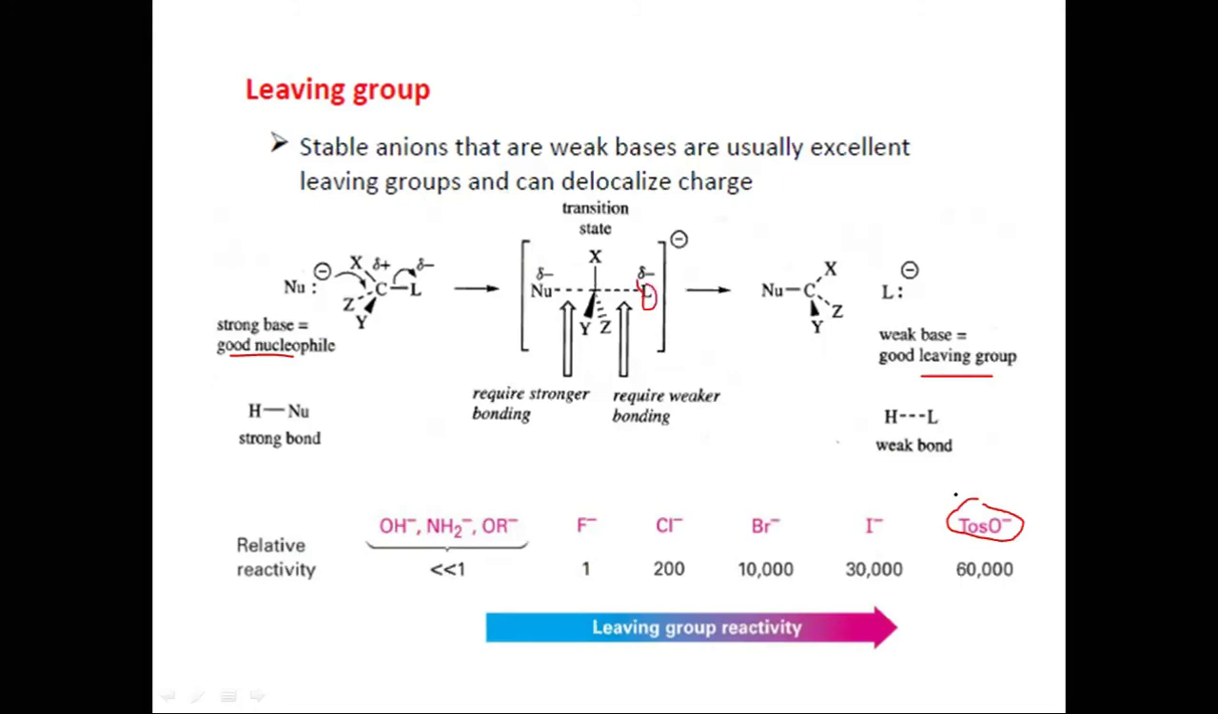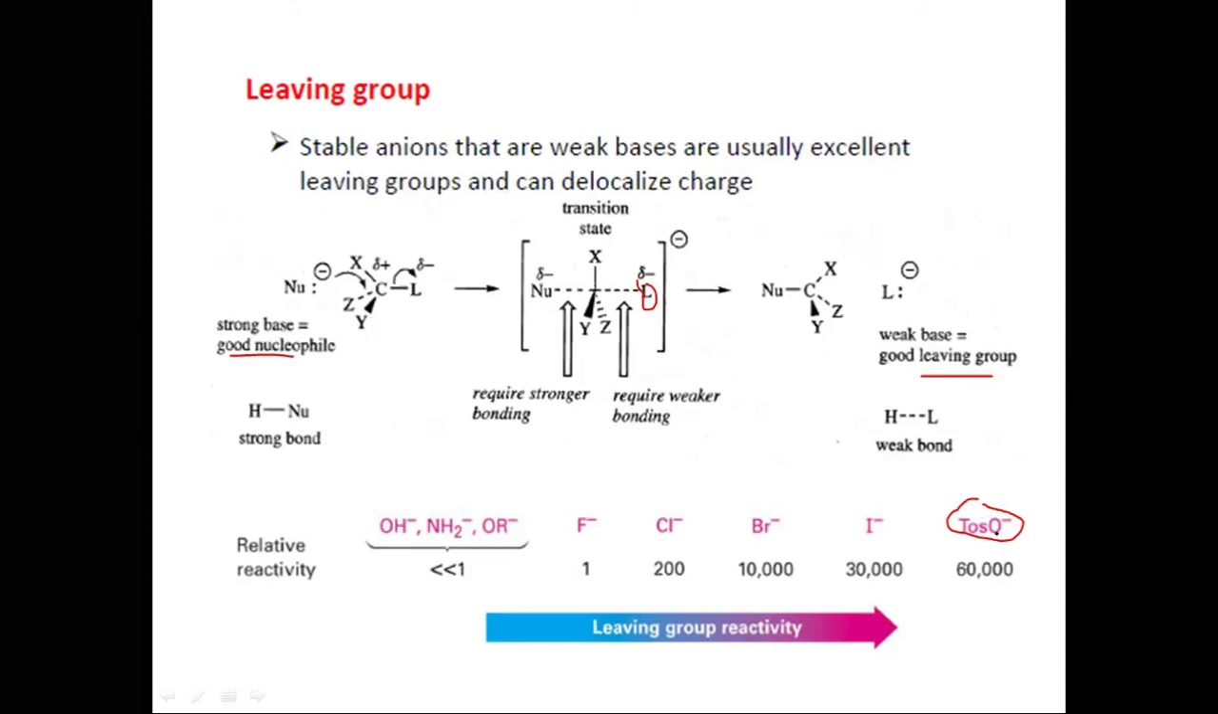Because if it is present in the place of L, tosylates are generally a better leaving group than OH minus, NH2 minus, or OR minus, because these won't easily undergo the carbon-leaving group bond breakage, and won't easily convert the starting material into the product.